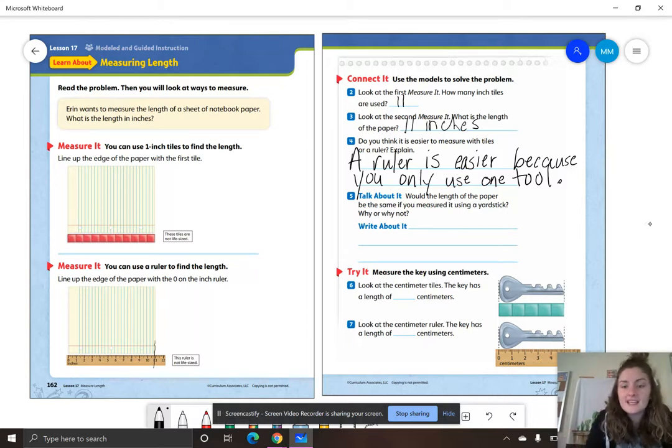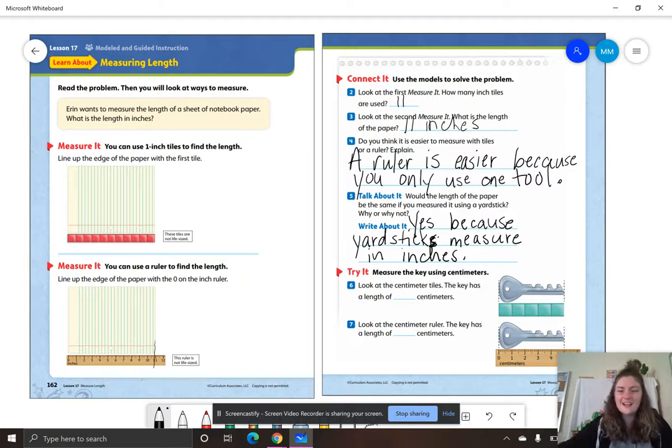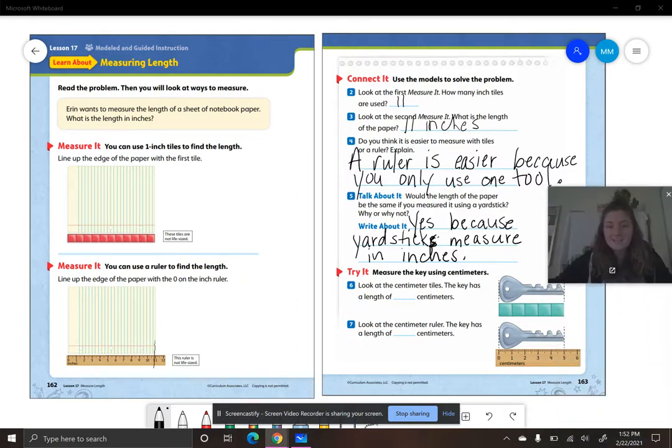So I could say yes, because yardsticks measure in inches. Whoa, I don't need an ES, I just need an S. And that does have a suffix ES. All right, let's look at numbers 6 and 7.